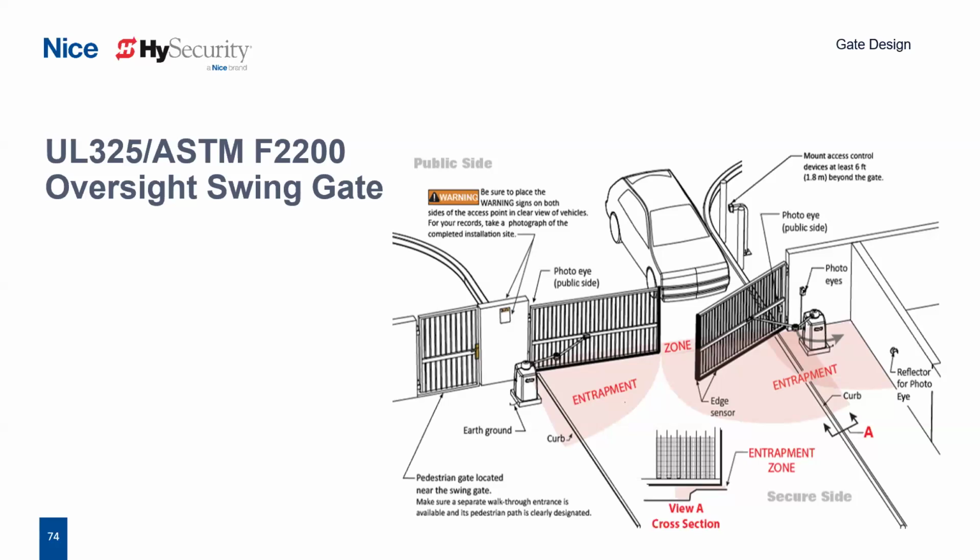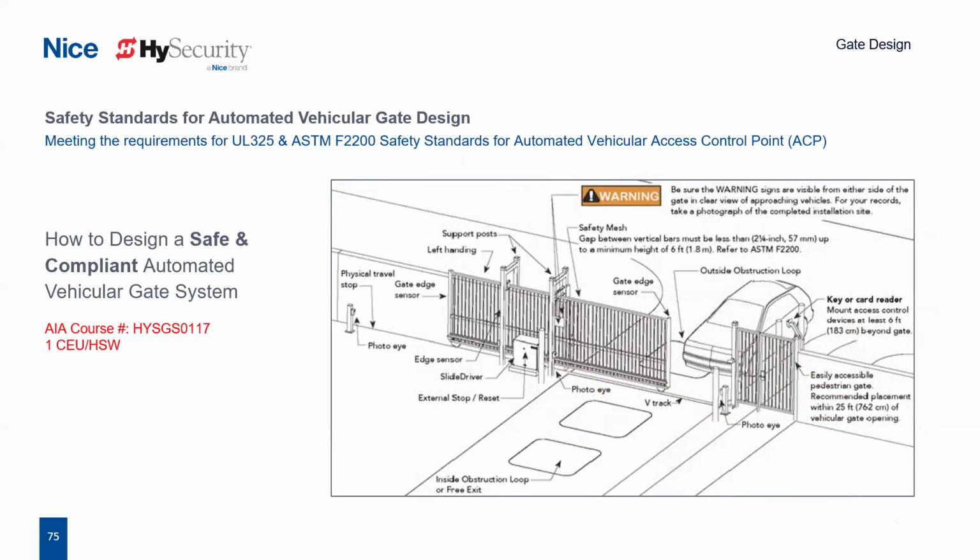As you see, when they open up, they are setting on top of a curb. So I have an entrapment zone there as well that must be protected or guarded. There's a warning sign over there by my wall, by my pedestrian entrance. And again, my access control device is located a minimum of 6 feet away from any moving part of the gate. If you're interested in learning more about the UL 325 and ASTM F2200 safety standards for automated vehicular access control points, we're happy to offer this presentation to you as well.